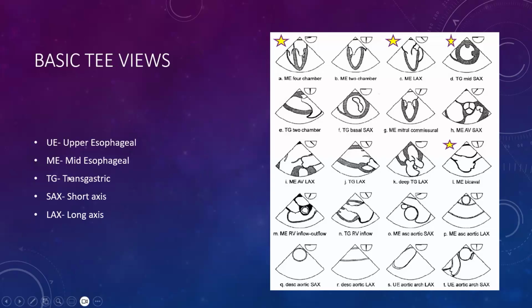A couple of abbreviations that you need to know. These first three refer to the level that you're at: upper esophageal, mid-esophageal, transgastric, from highest to lowest, obviously. Then short axis versus long axis, particularly if you're looking at a tubular structure like the aorta. Aorta in short axis here, you turn it 90 degrees, you're going to have a long axis. If you're looking at a valve, this is your mid-esophageal aortic valve in long axis. If you turn it 90 degrees, you get the mid-esophageal aortic valve in short axis. So those are some basic concepts in acquiring these views.